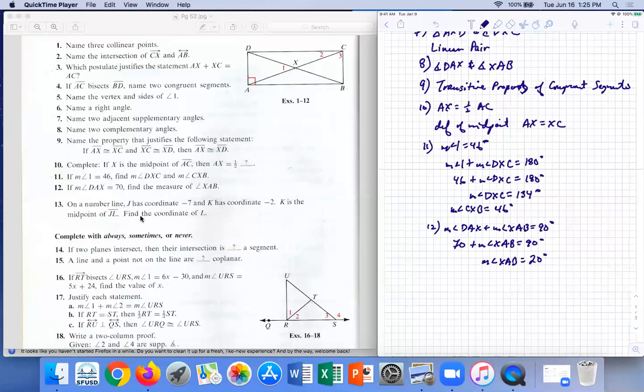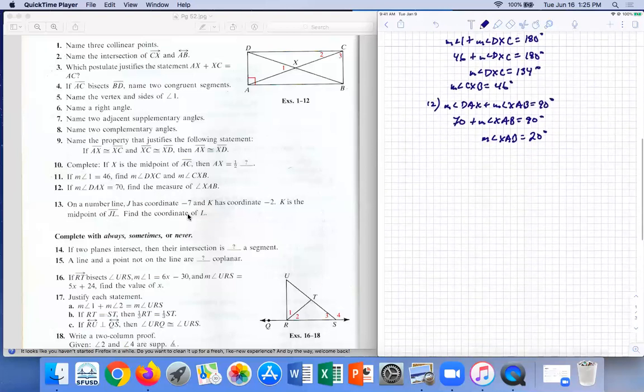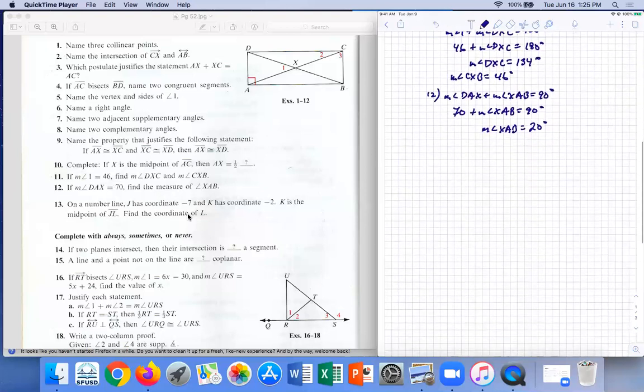All right. Number 13, on a number line, J has coordinate -7, K has coordinate -2, K is the midpoint of segment JL, find the coordinate of L. The ruler postulate says that each point you can assign a value, right? Their coordinate, and in between those values, you can find a length, right? So first, for these types of problems, you want to draw it out. I would draw them up.